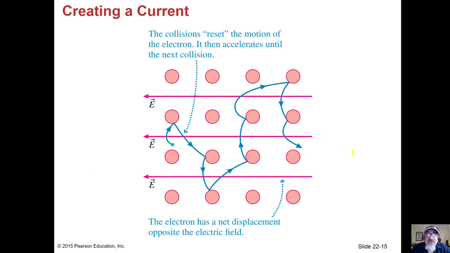Oh, and here's a better picture of what I just said. So here's an electron. Now, electrons move in the opposite direction of the electric field, as you remember. Hit something, bounce back, eventually make their way through. Okay?